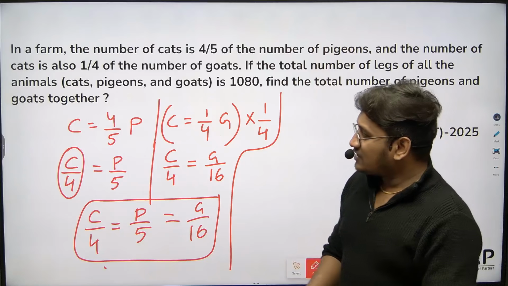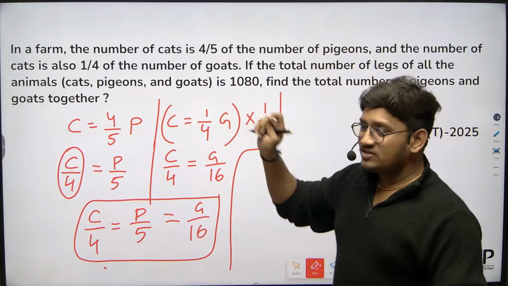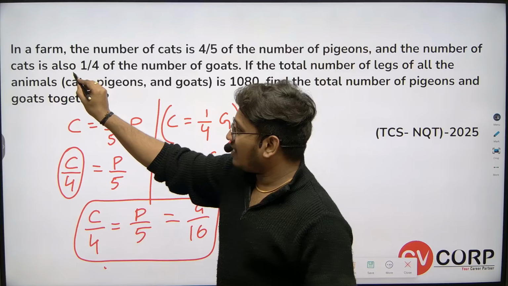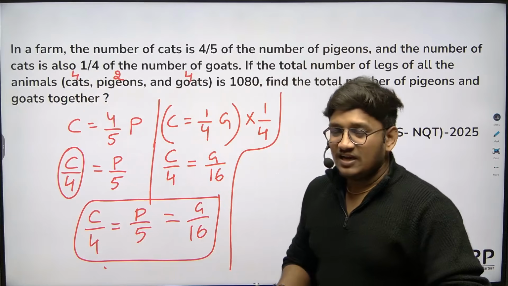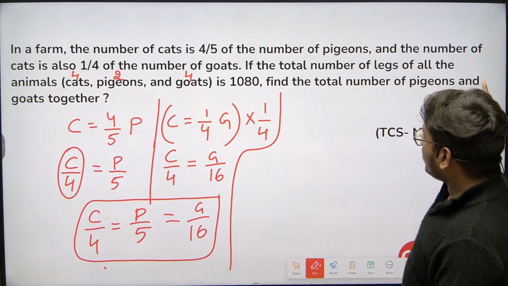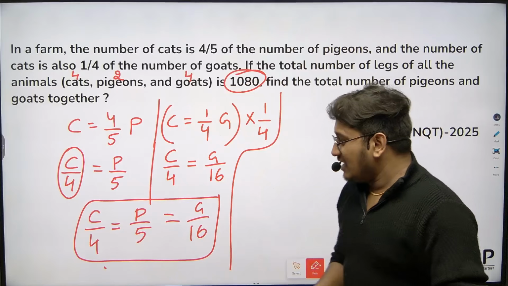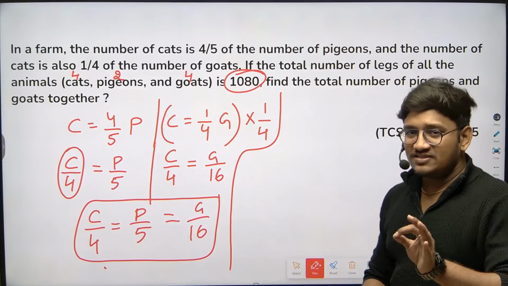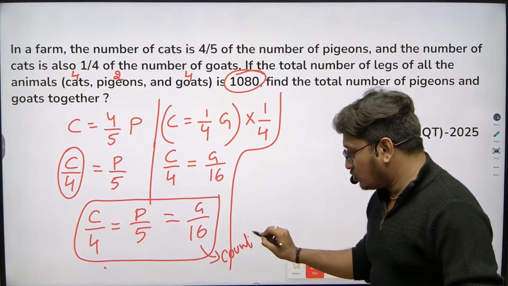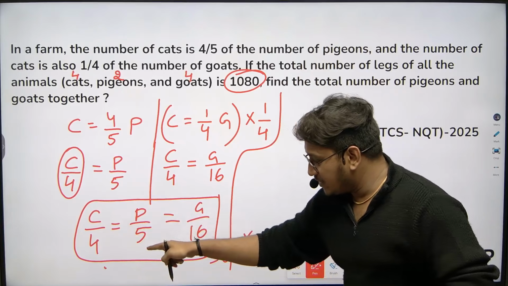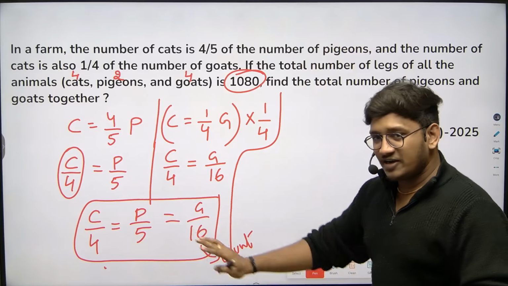We all know how many legs each cat has, how many legs each pigeon has, and how many legs each goat has. A cat has 4 legs, a pigeon has 2 legs, and a goat has 4 legs, right? Now they gave the condition that the total number of legs of all animals is 1080. These are the counts of the animals, meaning 4 cats, 5 pigeons, 16 goats, which should be in that particular ratio.